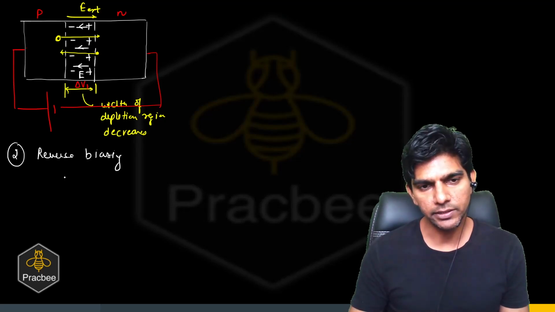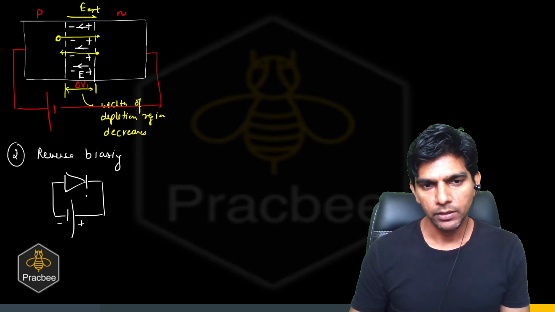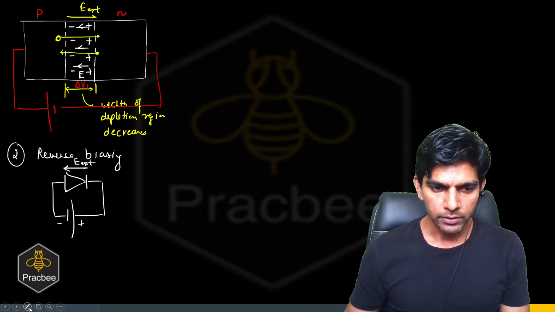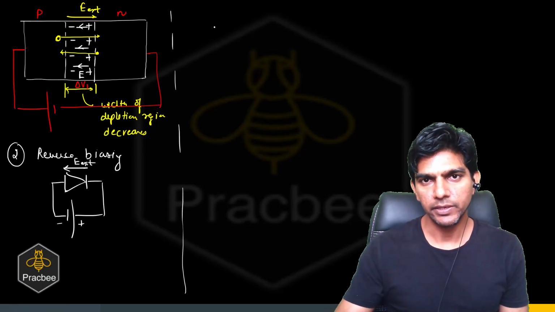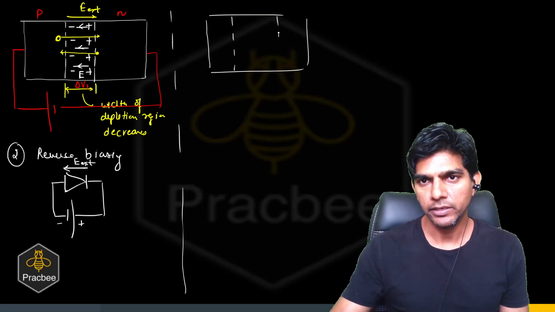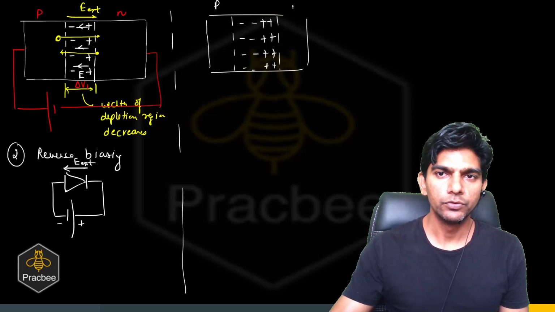So in reverse biasing, the diode's P side is connected to the low potential and the N side is connected to the high potential. Now, can you see the direction of the external field? The external field is in the left direction, which is in the direction of the field at the barrier. So in reverse biasing, if I again show the diagram, the depletion region width increases. And it will be difficult for the majority carrier to move from one side to another side.